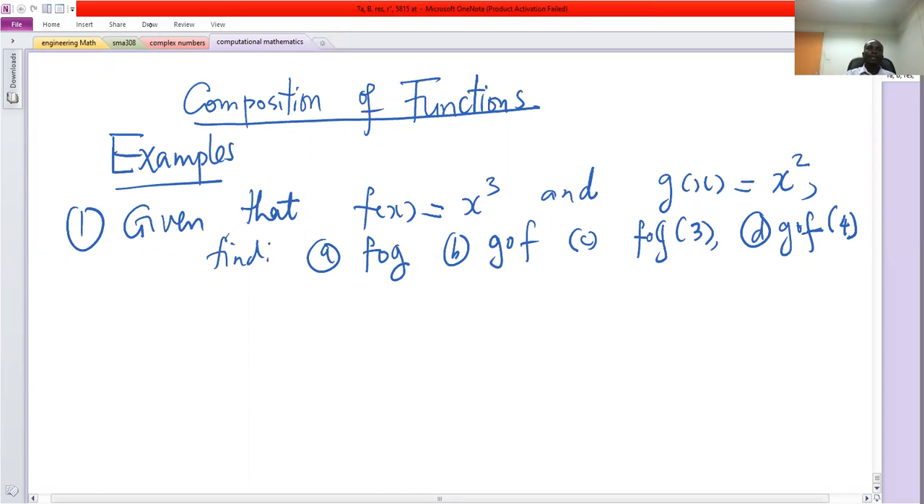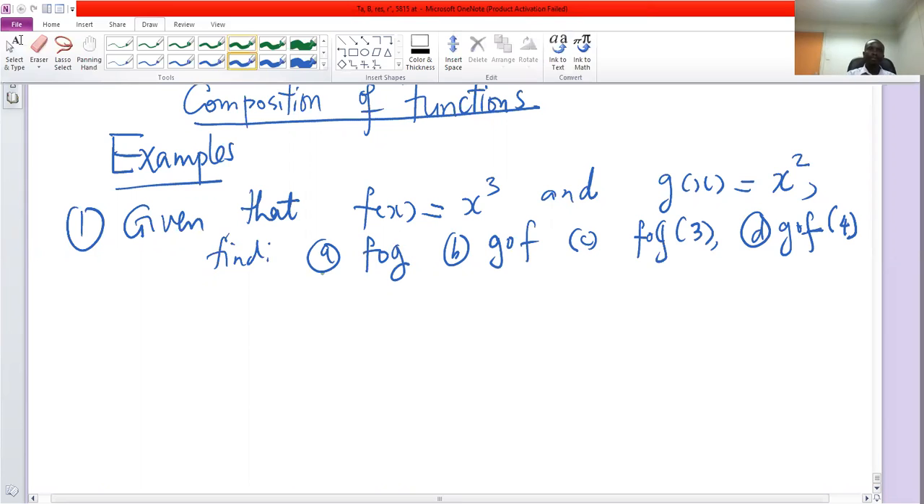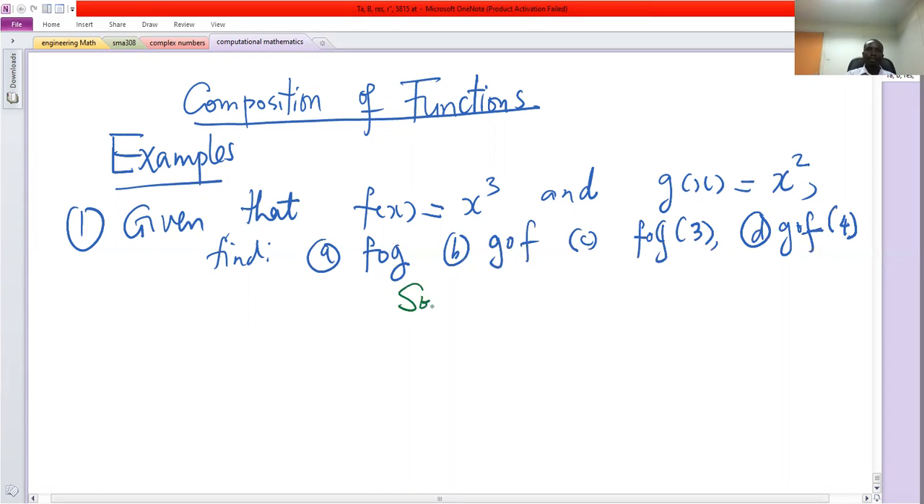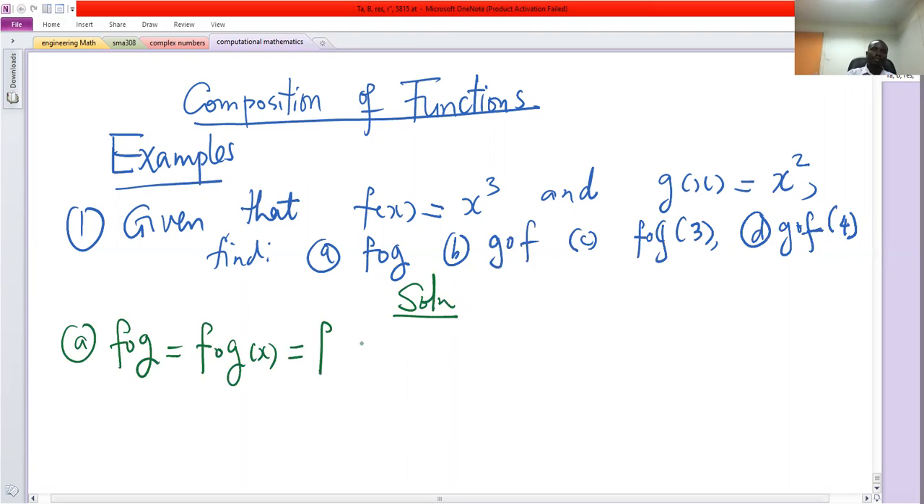So parts c and d cannot be answered if you have not specified a and b correctly. You should be knowing that. So a, f composed with g is the same thing as writing f composed with g of x, which is the same thing as writing f of g of x, which is f of x squared.